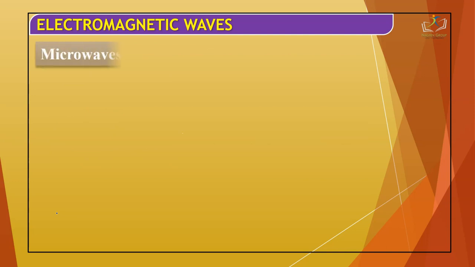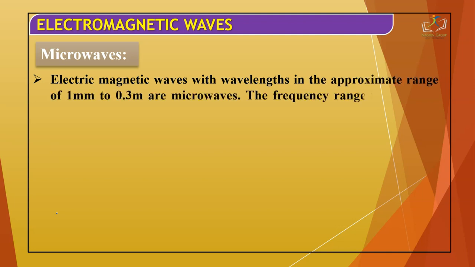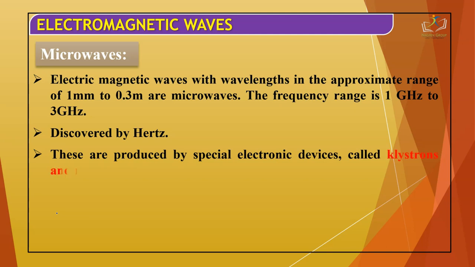Next we have microwaves. Electromagnetic or electric magnetic, these are both the same terms. So electromagnetic waves with wavelength in the approximate range 1 millimeter to 0.3 meter are called microwaves. The frequency range is 1 gigahertz to 3 gigahertz. They have a long frequency range, discovered by Hertz. These are produced by special electronic devices like klystron and magnetrons.